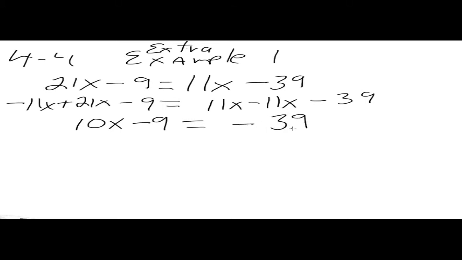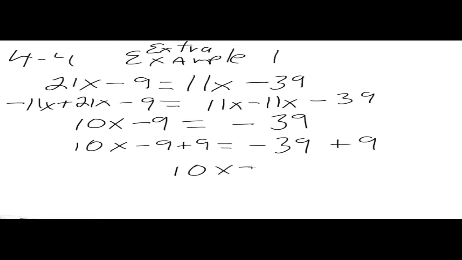So now I'm going to add 9 to both sides of the equation. Addition property of equality again. 10x minus 9 plus 9 equals negative 39 plus 9. So 10x equals negative 30. Multiplying by the reciprocal of 10, 1 over 10 times 10x equals negative 30 all over 10.